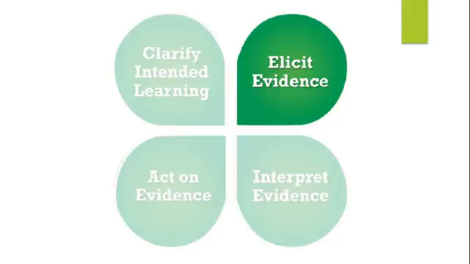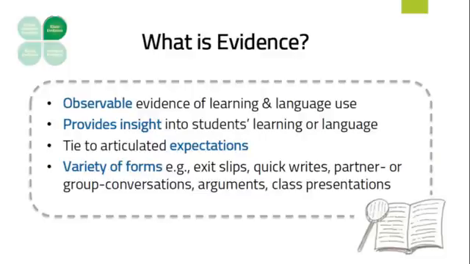The next component of the formative assessment process is elicit evidence of both learning and language use. Educators and students can elicit evidence using a variety of strategies. The type of evidence referred to in this module is evidence of student learning and language use, or more specifically, observable evidence of student learning and language use, meaning in order for something to be considered evidence, you have to be able to see, hear, or read it.